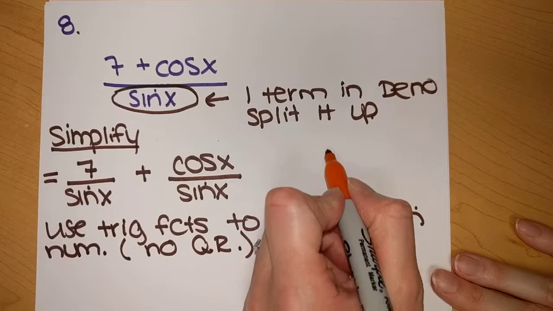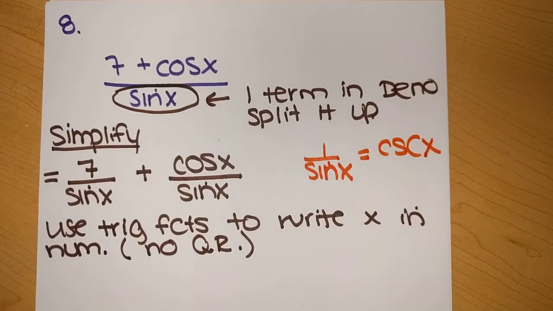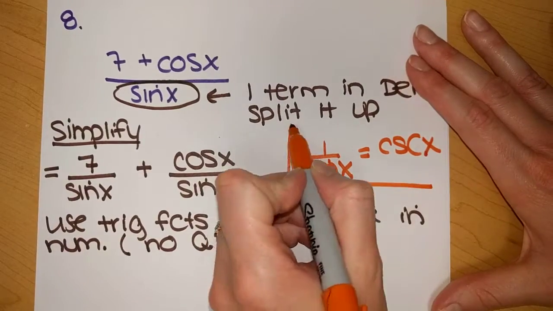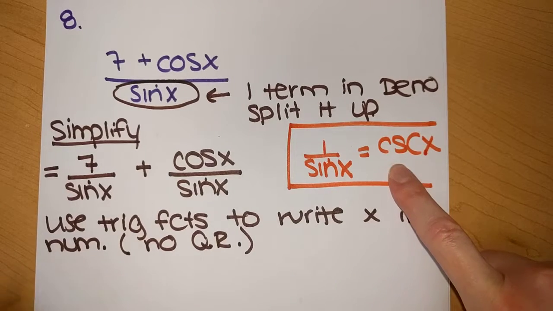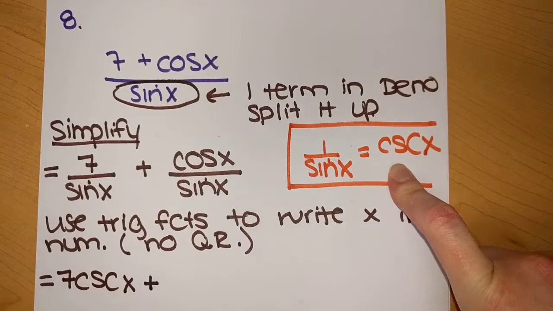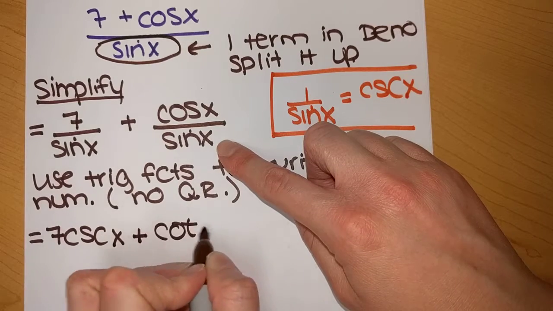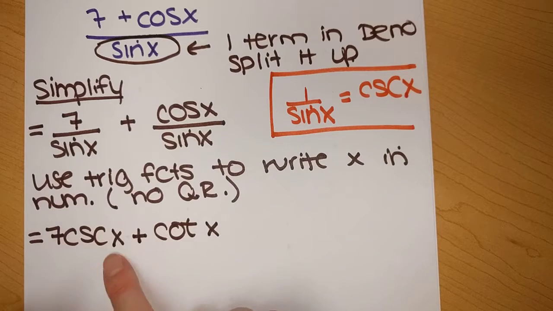If you look, for example, at 1 over sine x, that is equal to cosecant x. I think I said cosine x, but I meant cosecant x, of course. So what I could do here with this 7 over sine x is rewrite it as simply 7 cosecant x, plus, and then our other identity that we know from trig is cosine over sine becomes cotangent x. The great thing about this is once you use your trig functions, your variable x is in the numerator, and we actually have our derivative rules for cosecant and cotangent.